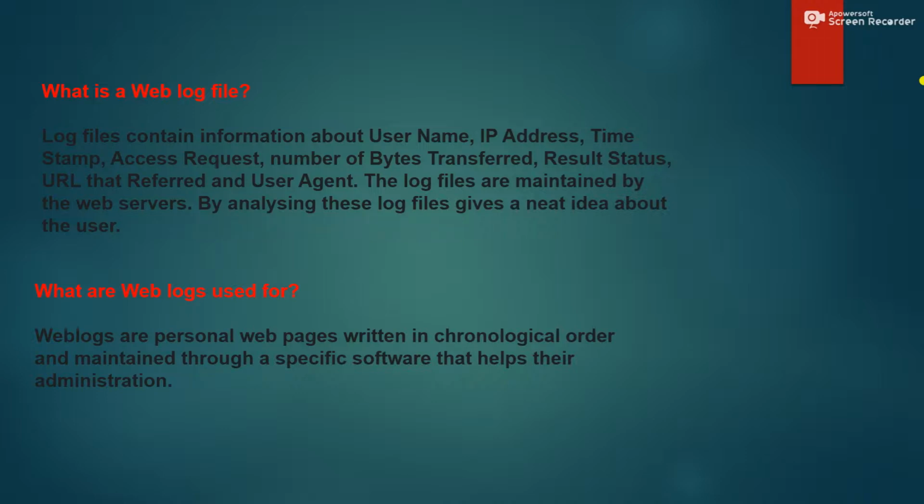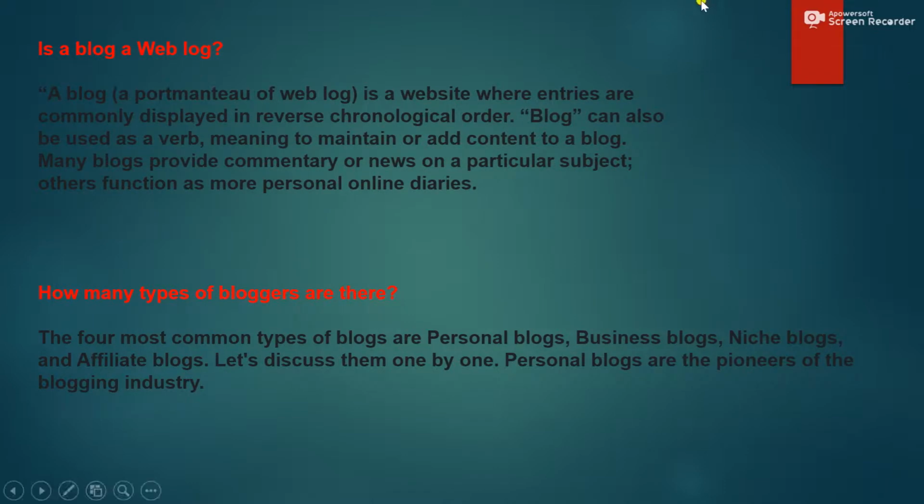So the next thing is what a blog is. A blog is a website or page where entries are commonly displayed in reverse chronological order. The word blog can also be used as a verb, meaning to maintain or add content to a blog. Many blogs provide commentary or news on particular subjects, while others function as more personal online diaries. So before you create blogs, all of you go through this. A blog is related to the web.